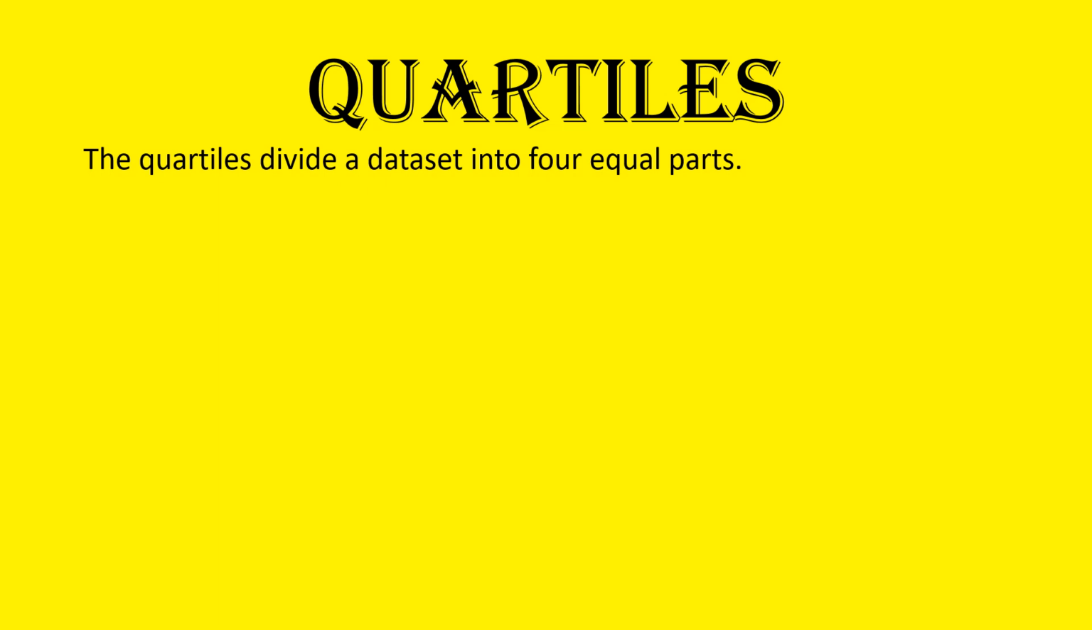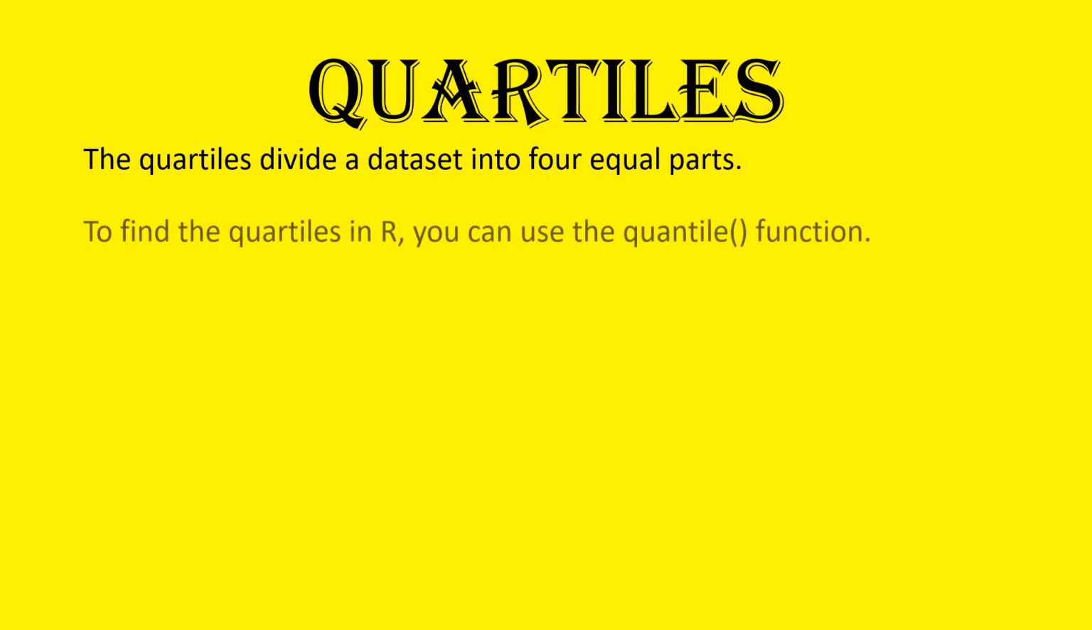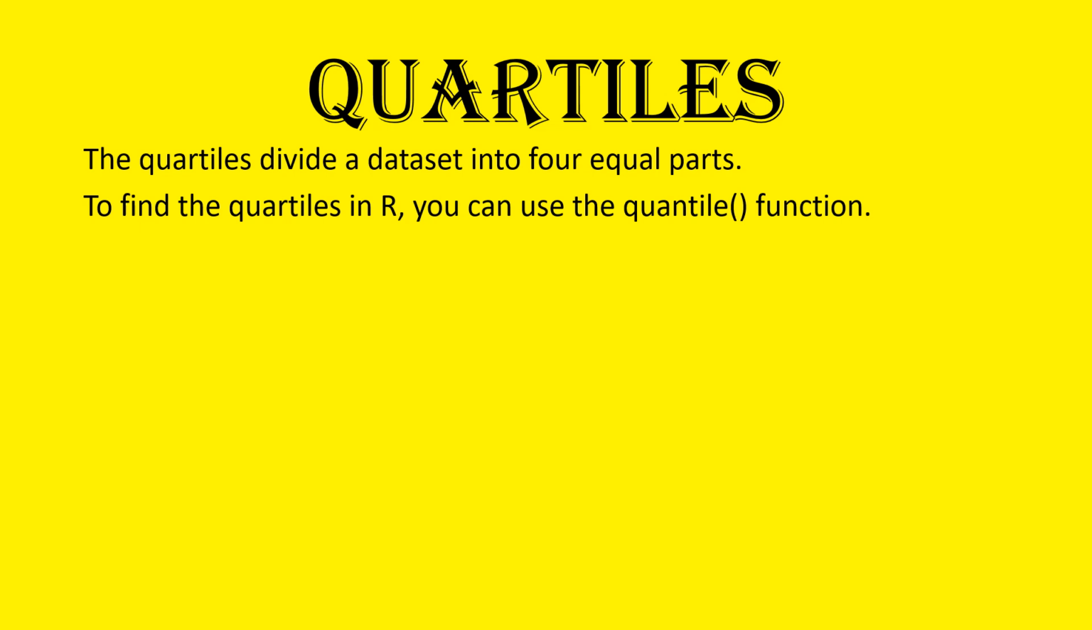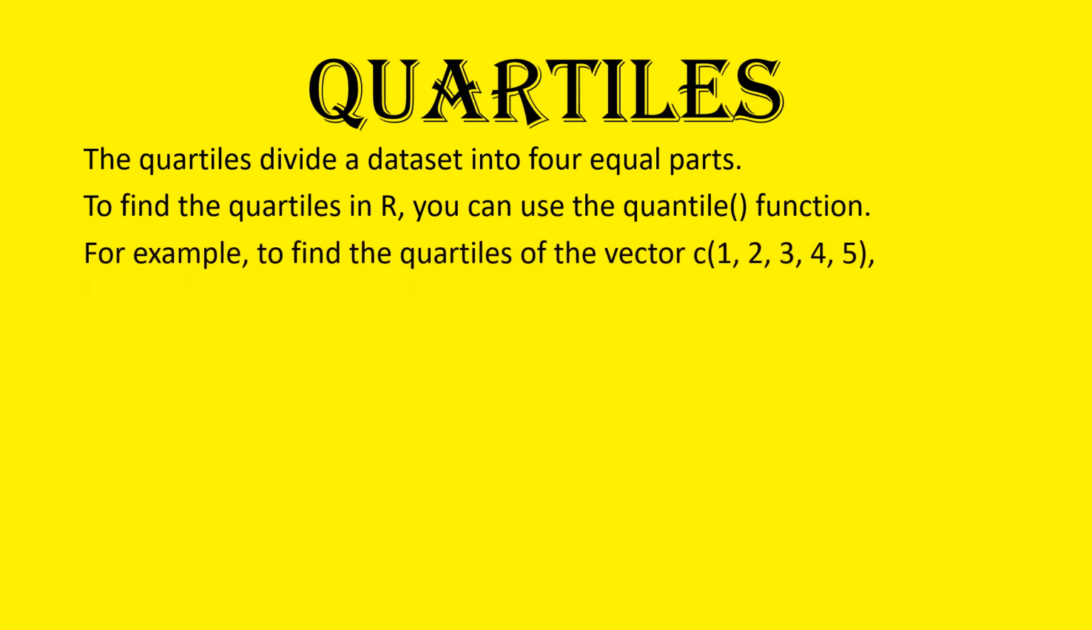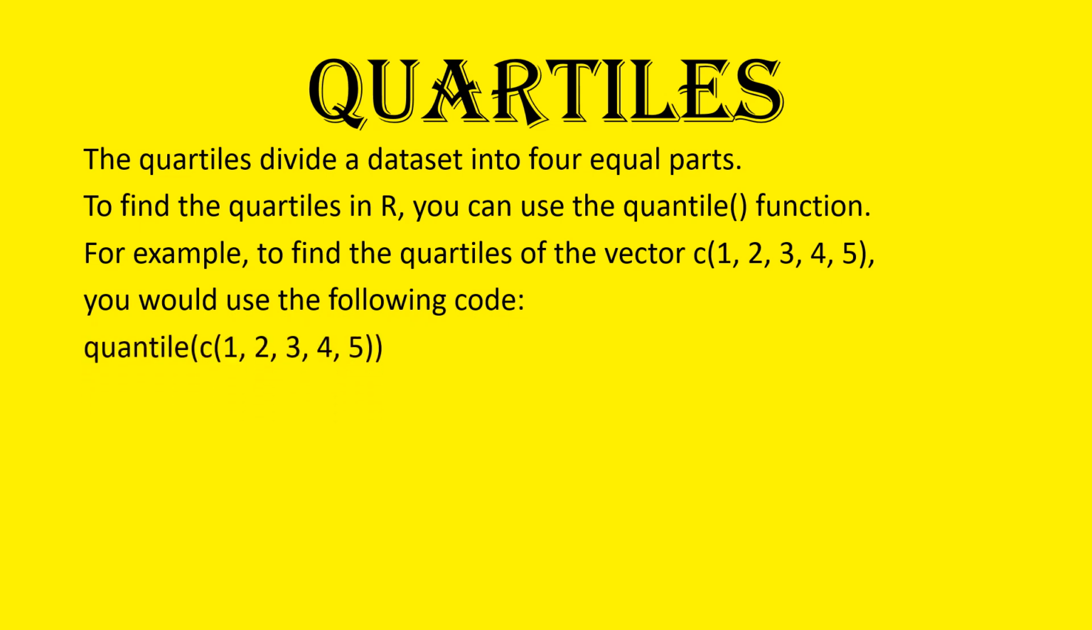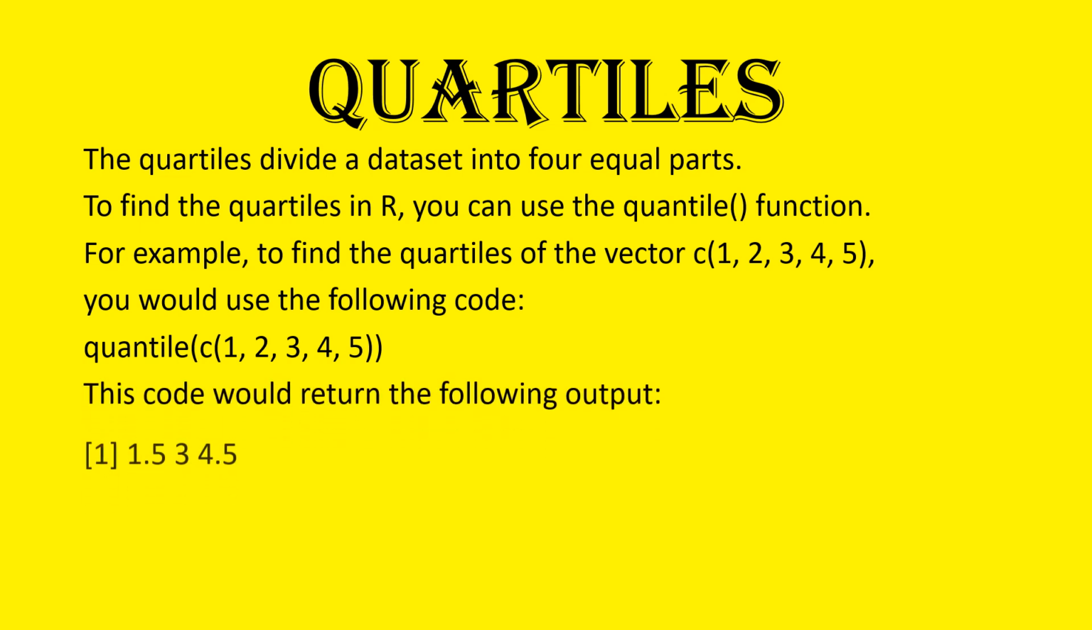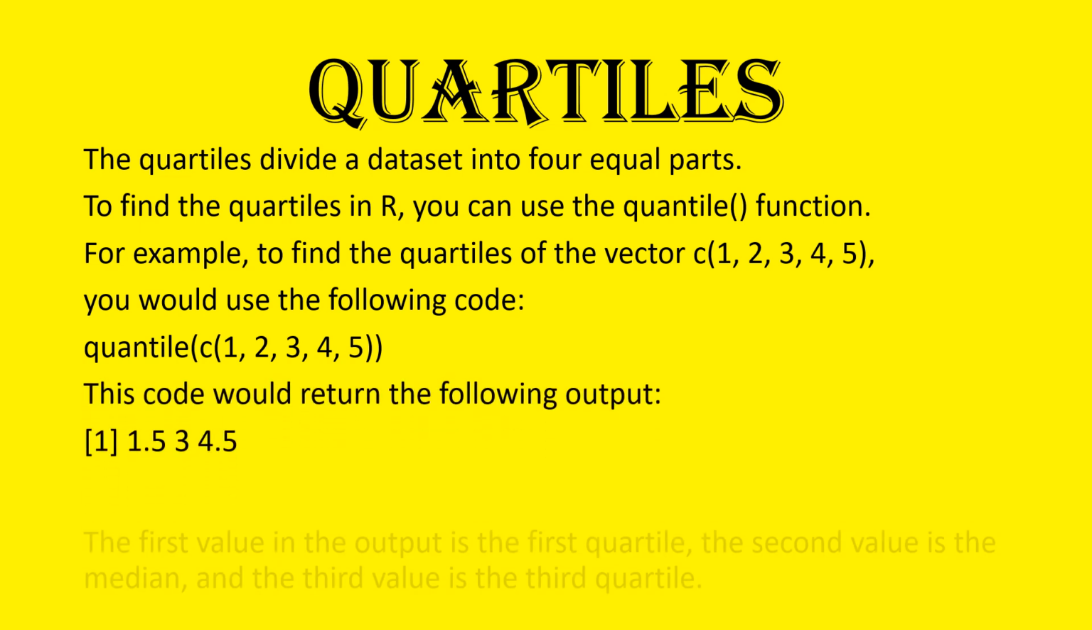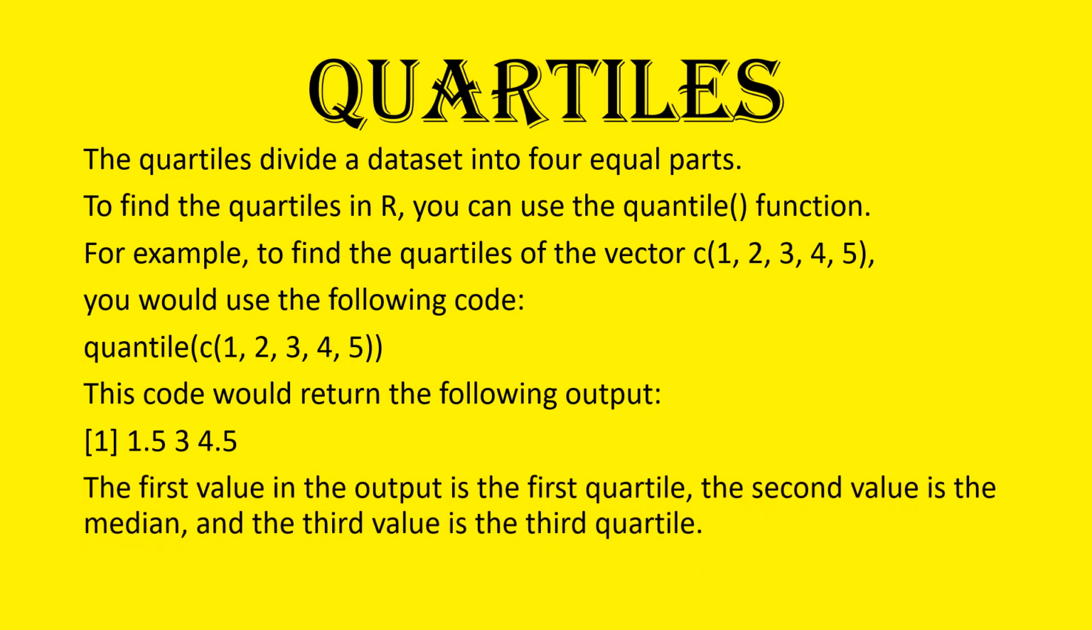Another very important concept, quartiles. Quartiles are the values which divide the arranged data into 4 equal parts. If you want to find the quartiles, you will use the quantile function. For example, we have the same data set and we want to find quartiles. We will use the quantile function and put the values. You will get the following output: 1.5, 3 and 4.5. The first value is the output of first quartile, so Q1 here is 1.5, Q2 which is median is 3, and third quartile is 4.5.